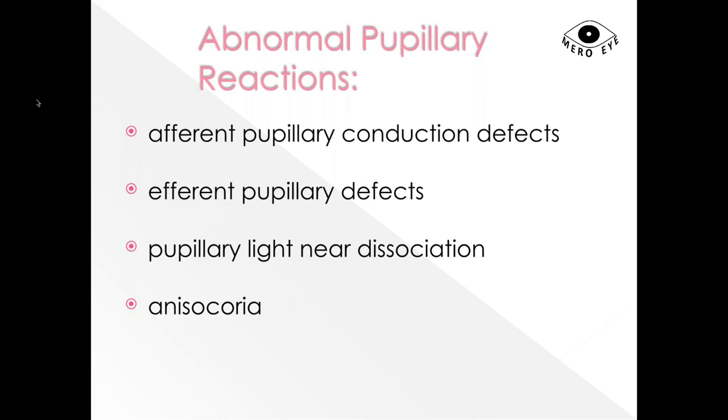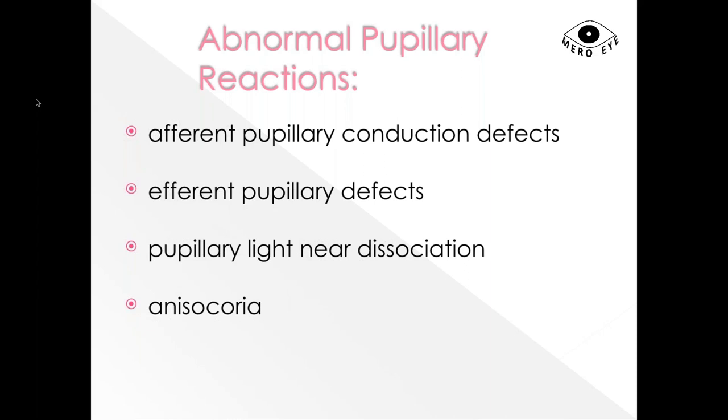The second one is the efferent pupillary conduction defect, which is the motor component. The motor component is handled by the third cranial nerve, the oculomotor nerve, and especially the Edinger-Westphal nucleus of the third nerve. So the second problem is the problem with the third nerve.